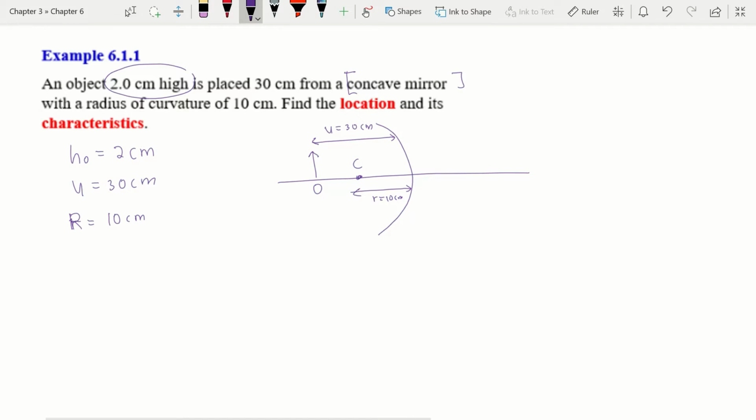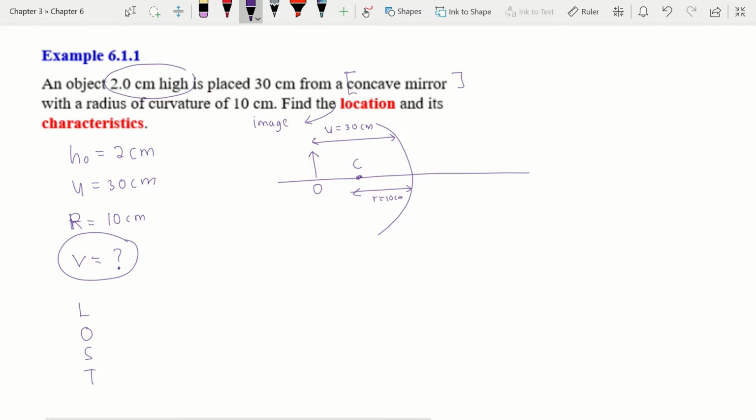Find the location. Actually, the question asks to find the image location and its characteristics. When we need to find the image location, it means we need to find the image distance and also the characteristics of the image. So we will use the LOSS method, which is location of image, orientation of image, size of image, and type of image. First of all, we need to look for the image distance. How can we find the image distance?